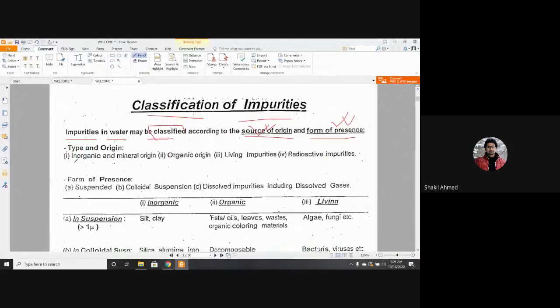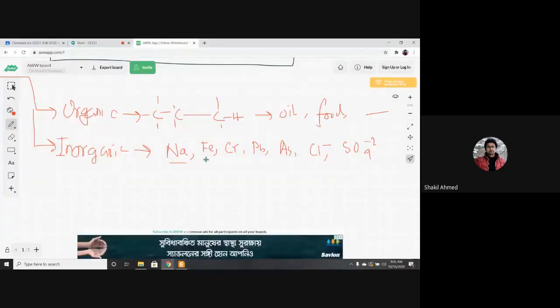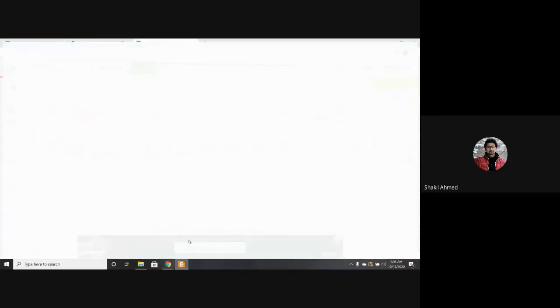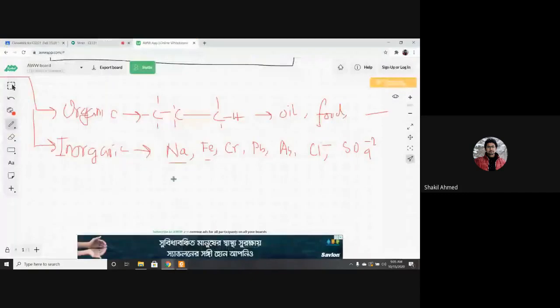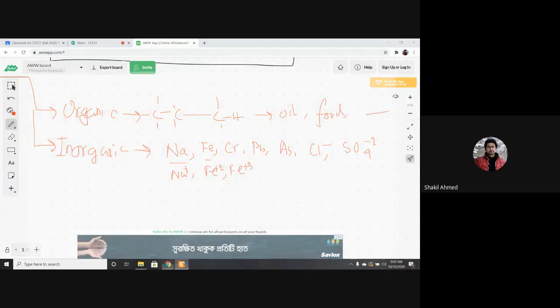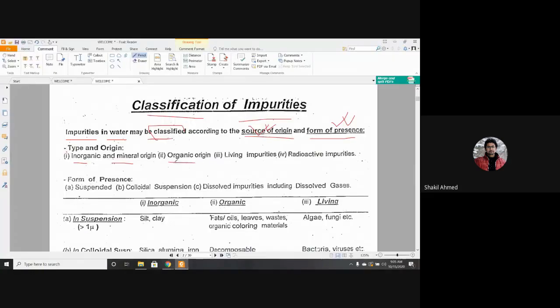So inorganic, or mineral. We call it mineral. Sodium, iron, these are minerals, right? Iron plus 2 is a mineral. Iron plus 3, that's a mineral. Ferrous, right? So that's inorganic and organic.